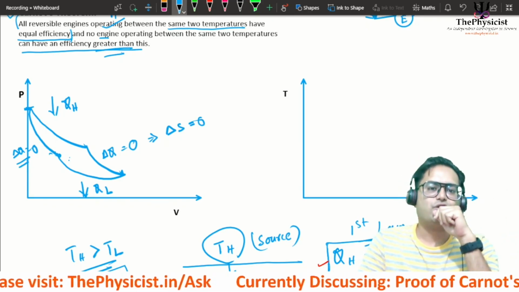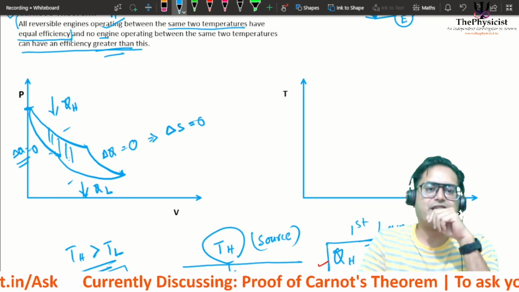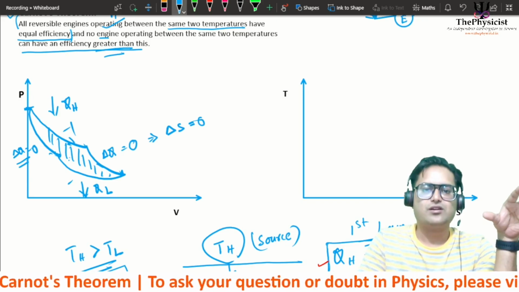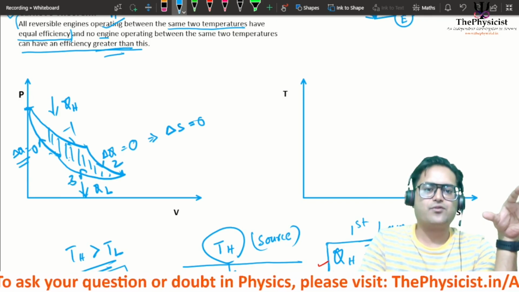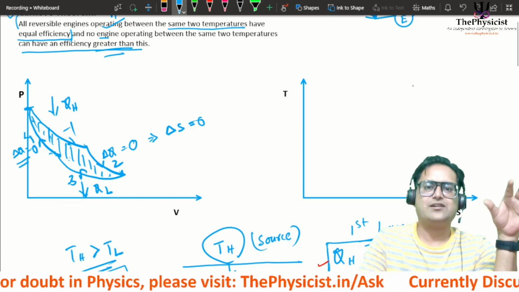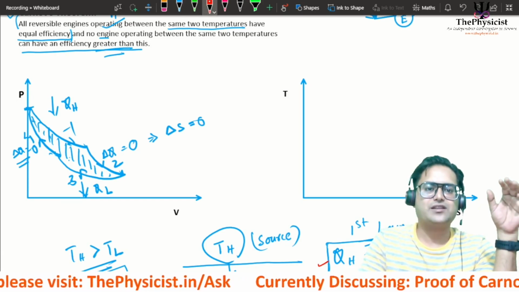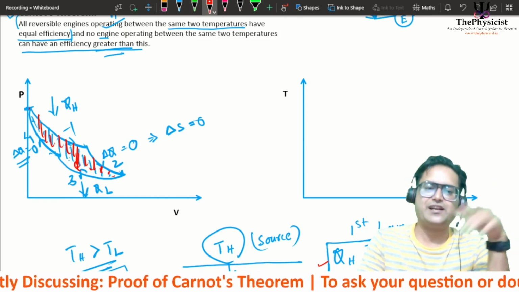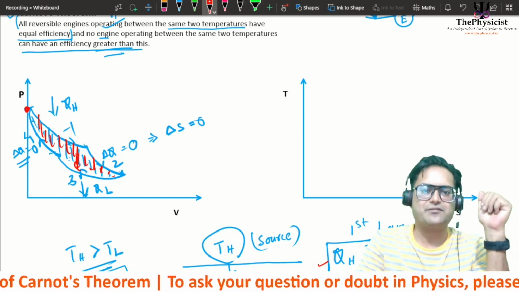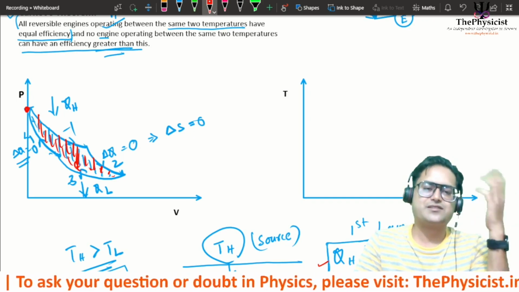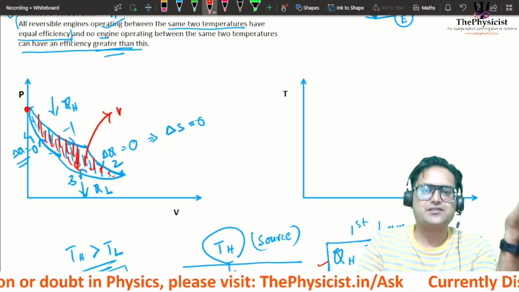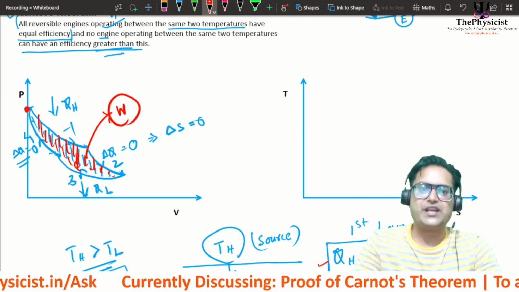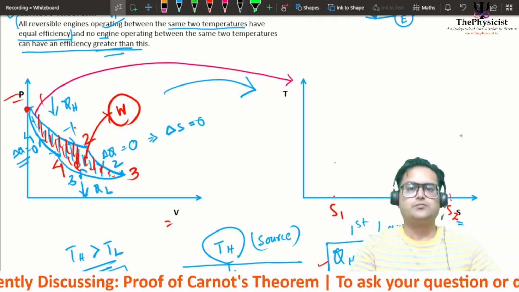Whatever is the area bounded by these 4 strokes, 1, 2, then 3, and then 4, this area within these 4 curves, let me mark it in a different color. It's a cyclic process, right? The gas has come back to the same state it started with. The area bounded is simply the work done. This area is the work done in the complete cycle. Now, that's the PV diagram, the pressure-volume plot.